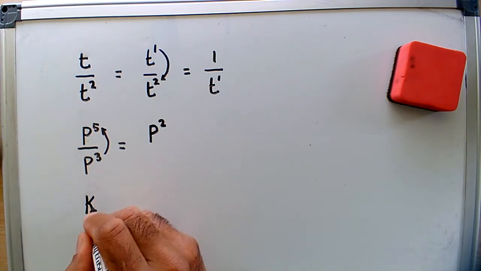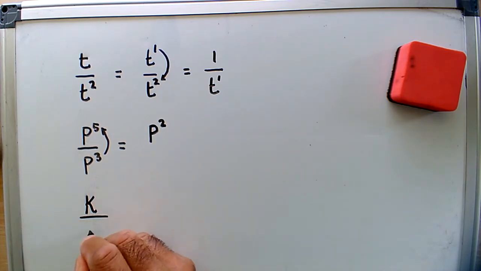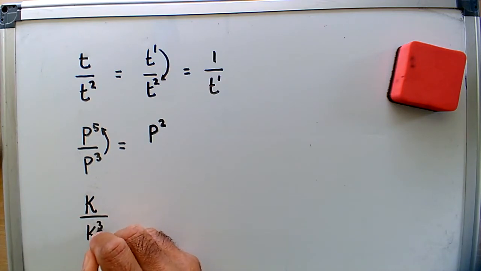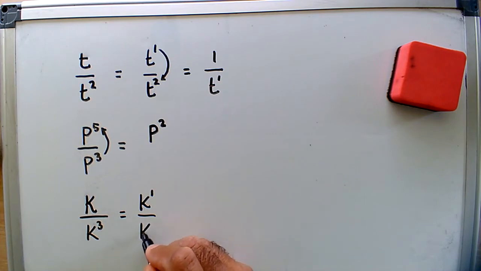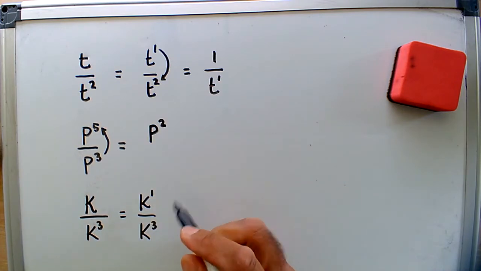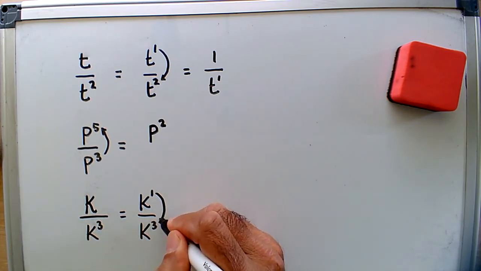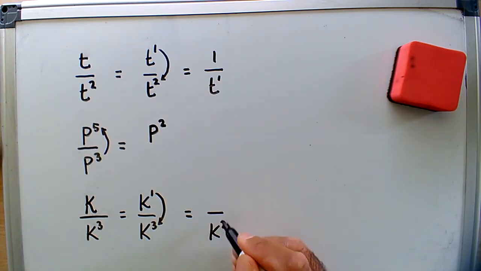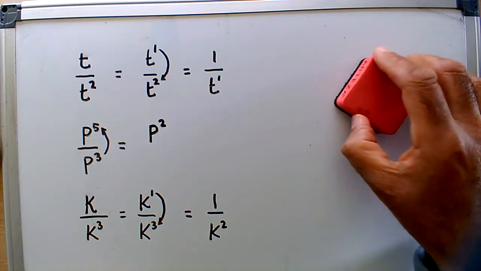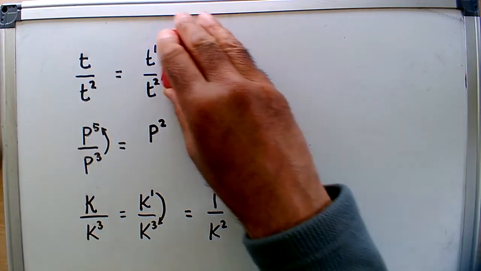k, just k on top again, over k to the power of 3. That's equal to k to the power of 1 over k to the power of 3. Now there's more on the bottom. So if I take 1 from 3, I'm left with k to the power of 2 on the bottom. Okay, so at this stage you should be noticing the patterns.